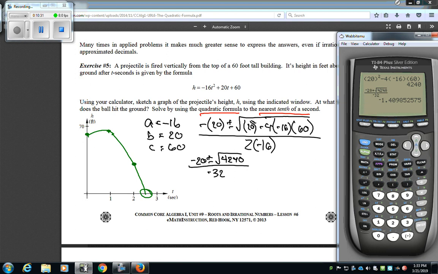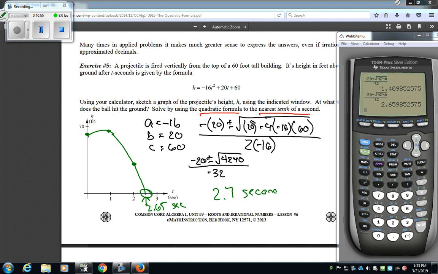Actually, let's do this. Let's just do second enter. And I'll just go back up and change it to a minus sign. And this one should give us our answer. So you'll notice that answer is 2.65. That's about when it hits the ground, 2.65 seconds. So in the case of the rounding, it's 2.7 would be the nearest tenth. And I'm going to put seconds because that's the measurement.